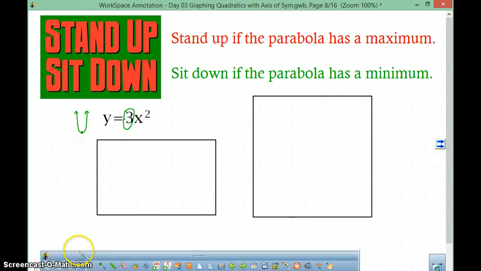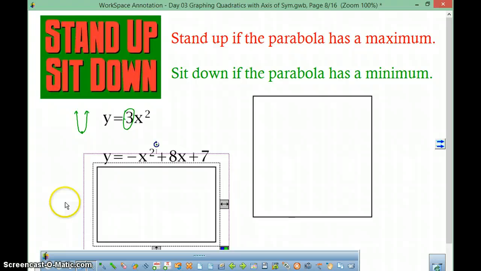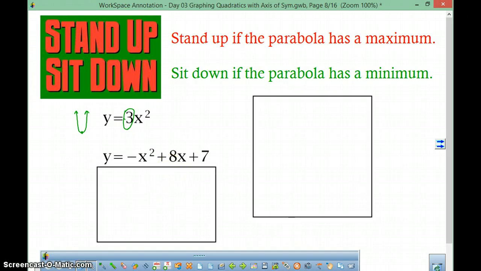What about this equation, this parabola? Where's the A? A is this number right here. Is that a number? It's actually a -1. There's an invisible 1 there. That means it's negative, so it's opening down. And it's got a maximum.